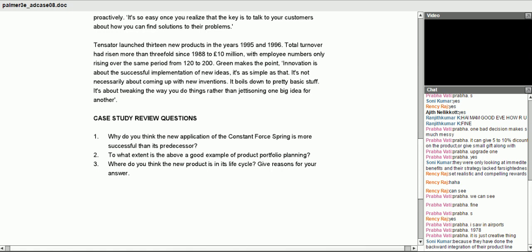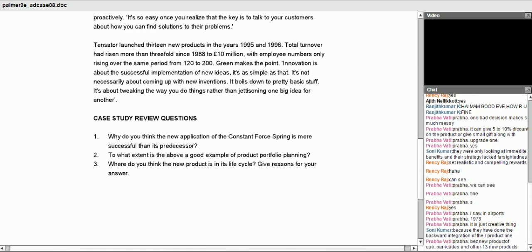Anyone else? Kelvin? Renzi Seher? Ajit? Ranjit? Anas?